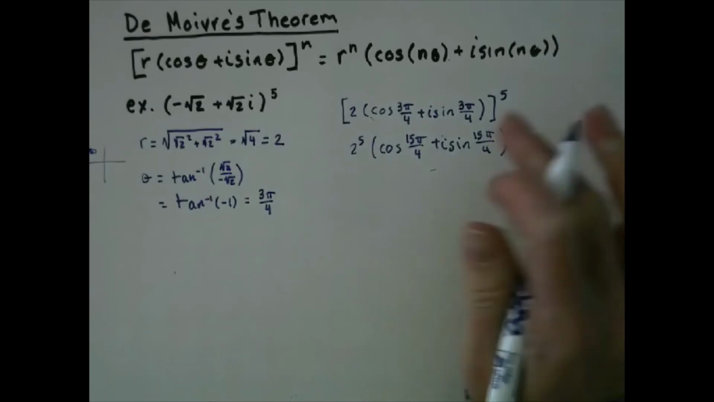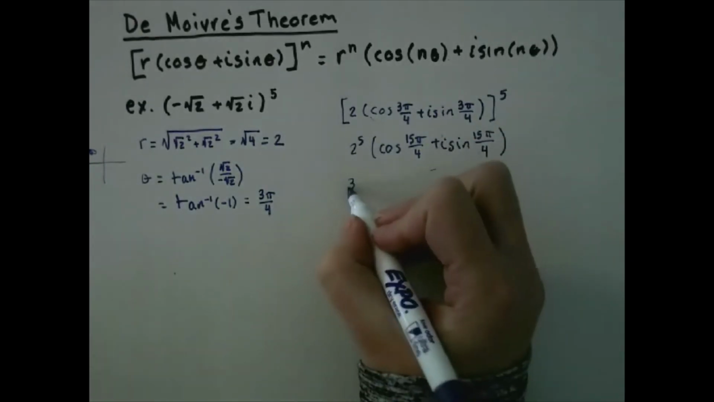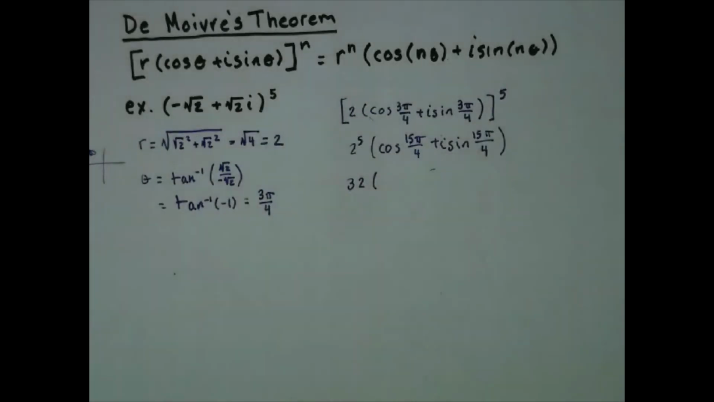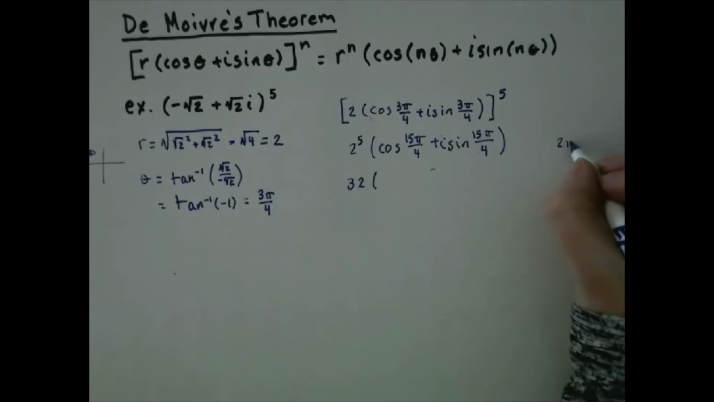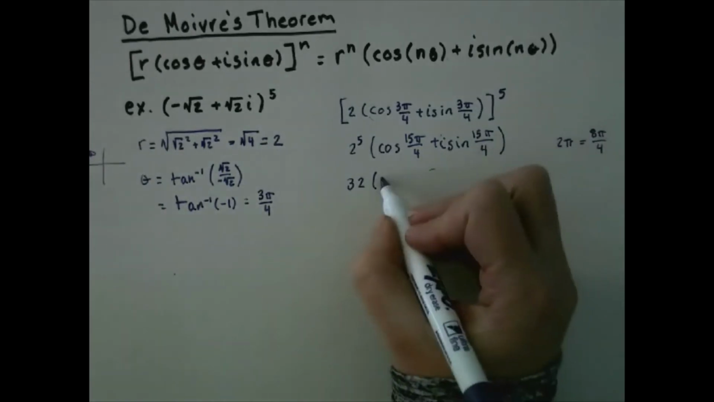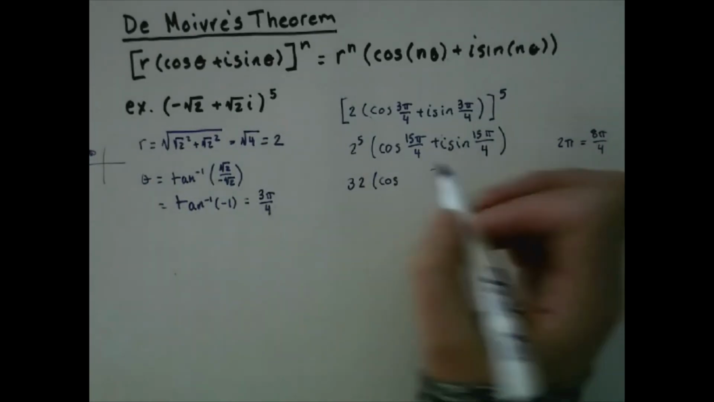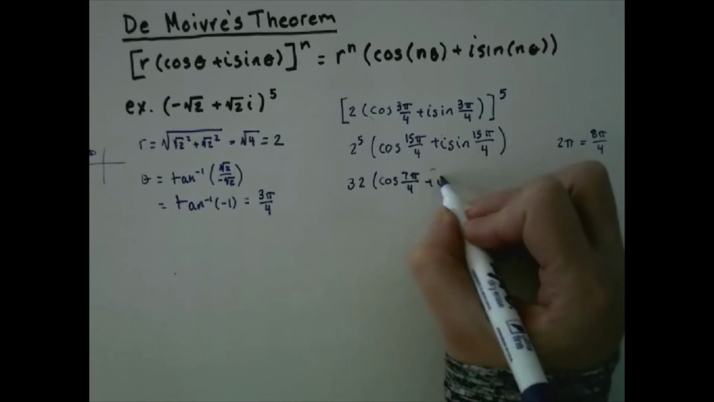All right, so again, we've done the power. Now we just have to simplify. 2 to the 5th is going to be 32. 15 pi over 4 is not on the unit circle, so we need to find a coterminal that is. So we're going to subtract 2 pi, which would equal 8 pi over 4. So I'm going to subtract 8 pi over 4 from 15 pi over 4 to get 7 pi over 4.